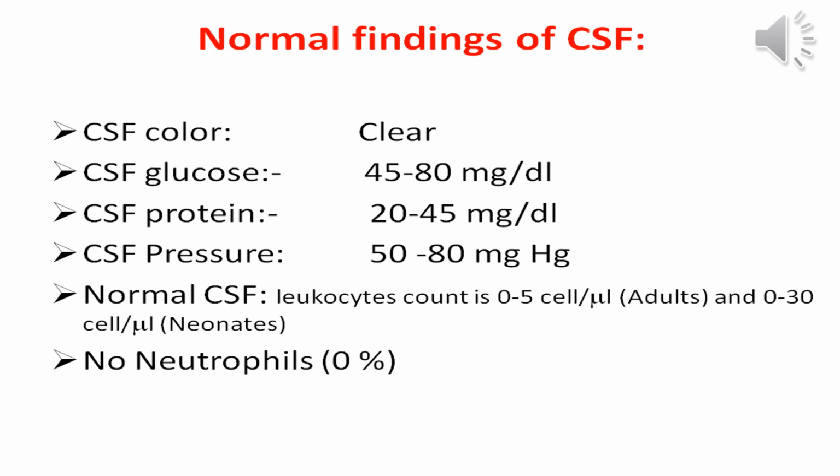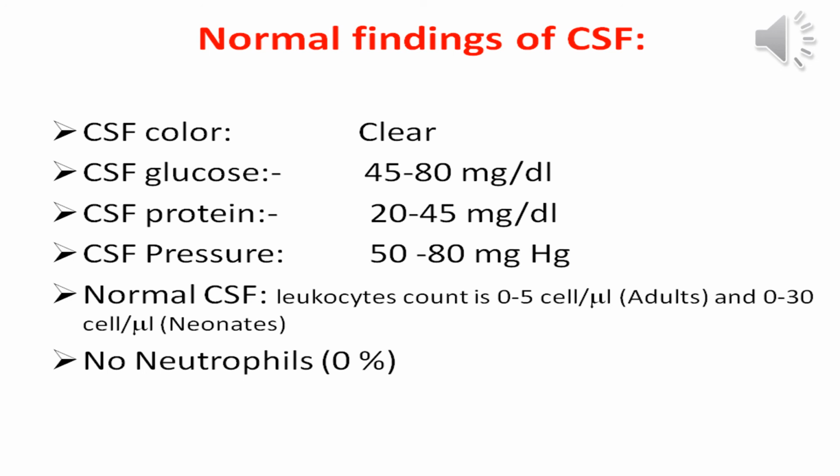No change in glucose when you have viral infection. While in protein, the protein will be increased. Normally the protein present in the CSF is between 20 up to 45 milligram per deciliter. The CSF pressure is from 50 up to 80 millimeters Hg.